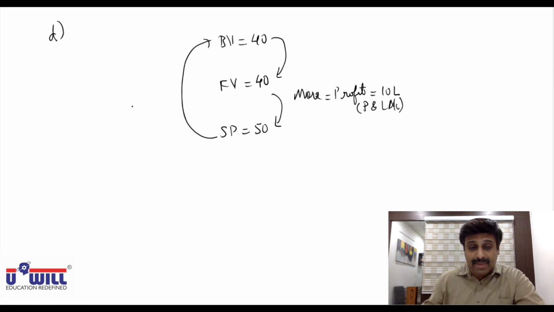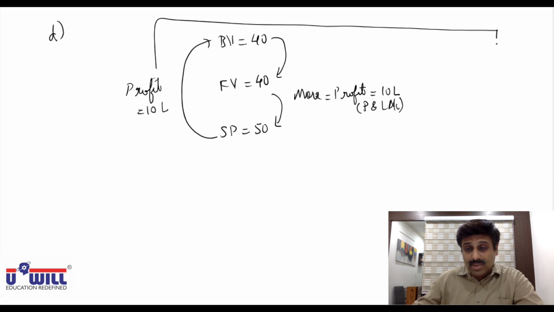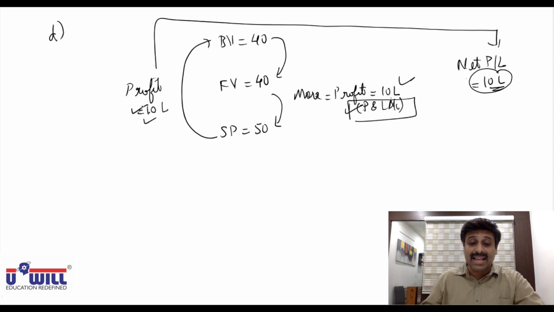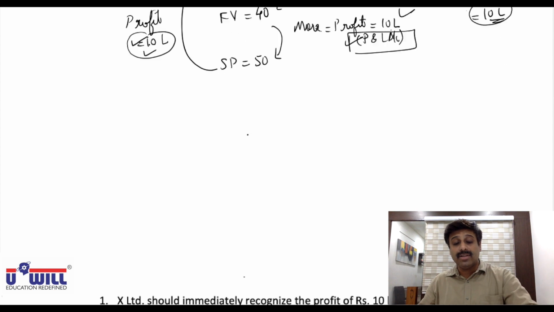Now compare selling price with book value. Again 40 and 50, there is a profit of 10 lakhs. Compare this with net profit or loss. Here there is a profit of 10 lakhs and no loss, so again a profit of 10 lakhs only. Is this 10 lakhs covered with that 10 lakhs or not? Yes. If covered, then you ignore the left side. So only this effect has to be given. Which effect? 10 lakhs will go to P&L account. In this 10 lakhs, that 10 lakhs is already covered. See in your answer.